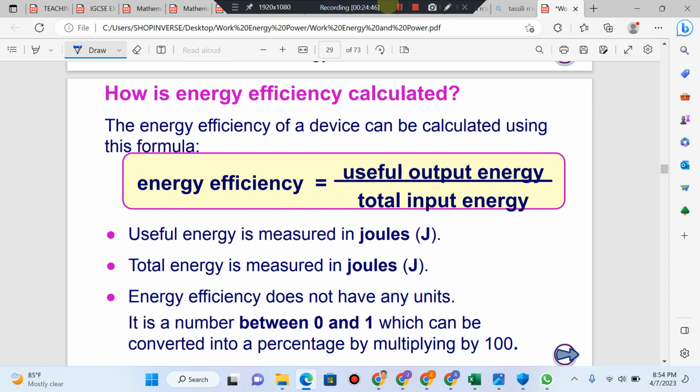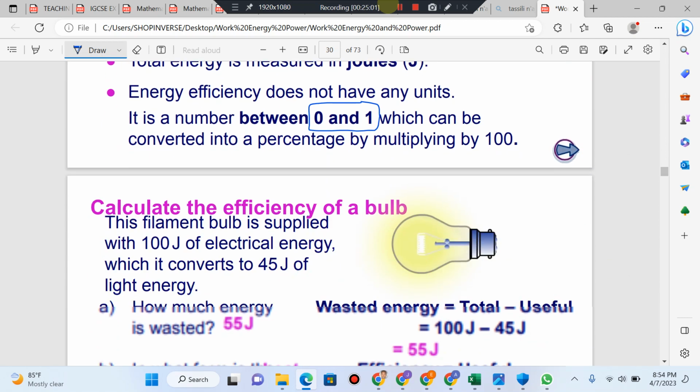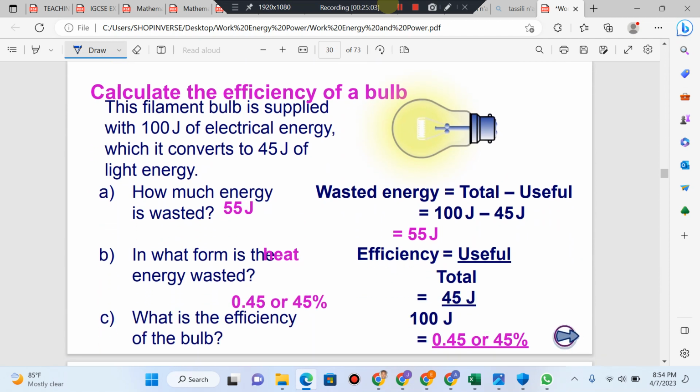Remember, I presented this formula for efficiency, and if you want to express it as a percentage, you multiply by 100%. But if you don't multiply by 100%, the efficiency will be in decimal form, and it will be in values ranging from 0 to 1.